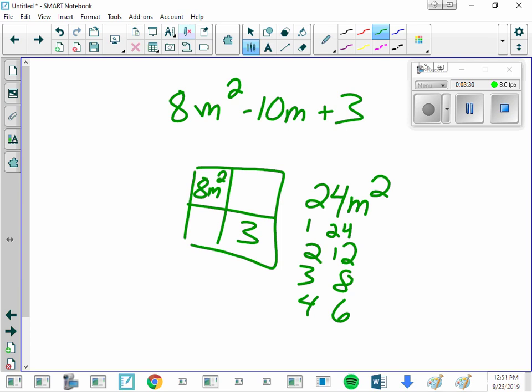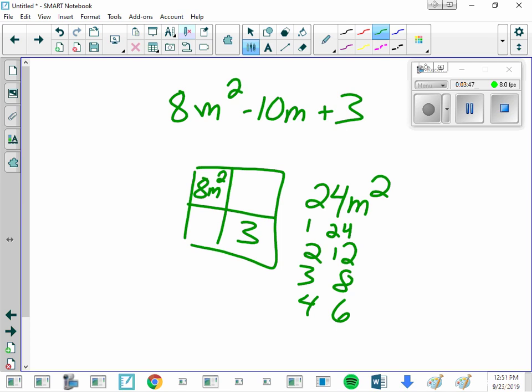And some of you get confused at this stage. Just write them all down. And if you don't know them, do 24 divide 1, enter. If it's a whole number, write it down. 24 divided by 2, enter. 24 divided by 3, enter. And that will give you the list.